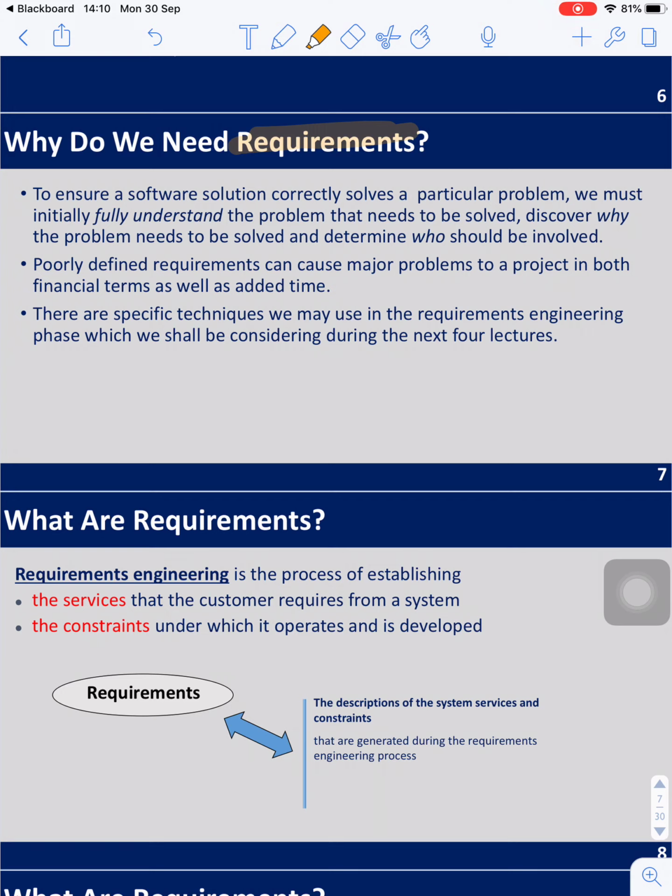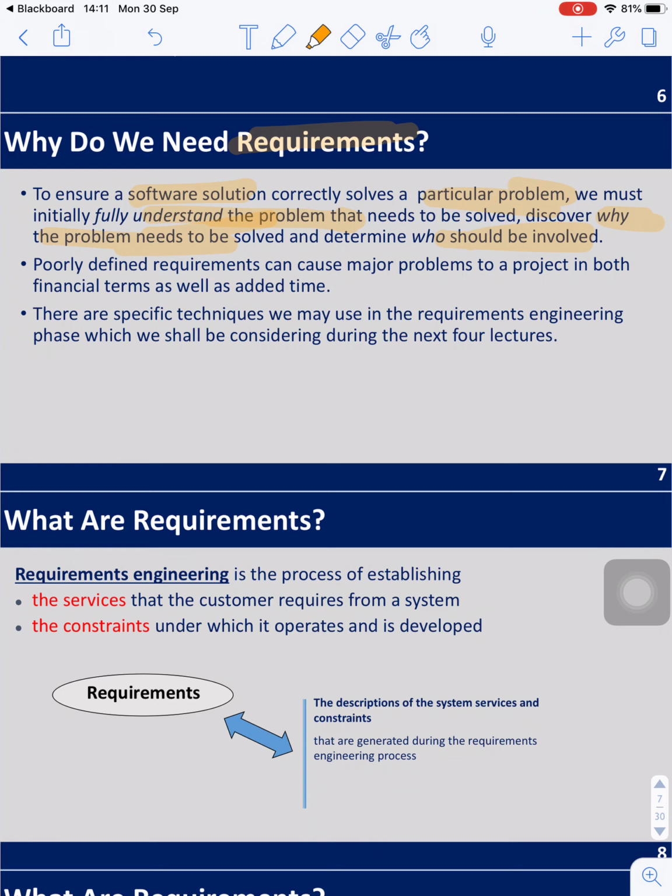We need to ensure the software solution correctly solves a particular problem. We must initially fully understand the problem to be solved, discover why the problem needs to be solved, and determine who should be involved. Poorly defined requirements can cause major problems to a project, in both financial terms and added time.